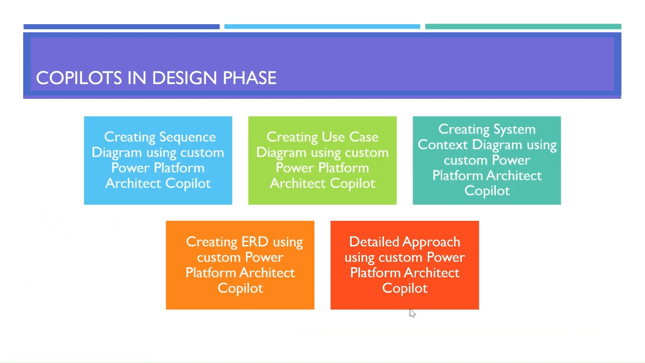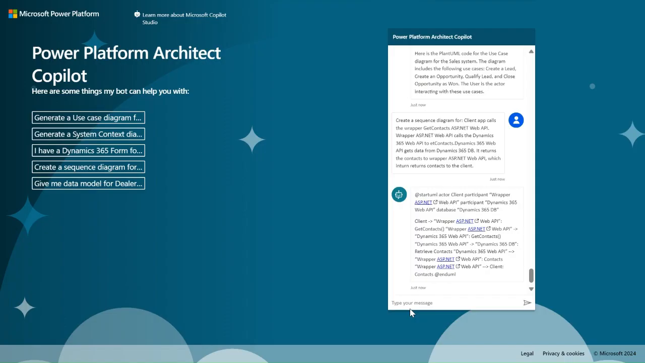Now let's go to the design phase. Let's see how we can use copilots in the design phase. Here, there's a Power Platform Architect Copilot. It's a custom Copilot which we can use to create sequence diagrams, use case diagrams, system context diagrams, and ERDs. And you can also use it to give a detailed approach. That's basically a technical approach for whatever scenario. Let's go through a quick demo.